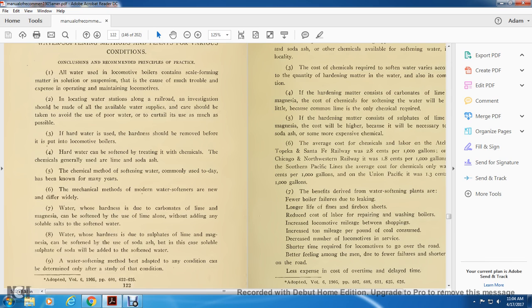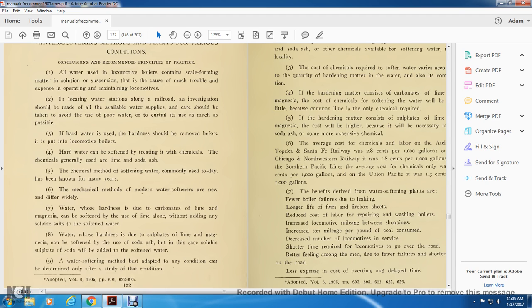The chemical method of softening water commonly used today has been known for many years. The mechanical features of modern water softeners differ widely. Water whose hardness is due to the carbonates of lime and magnesium can be softened by the use of lime alone, without adding soluble salts to the softened water.